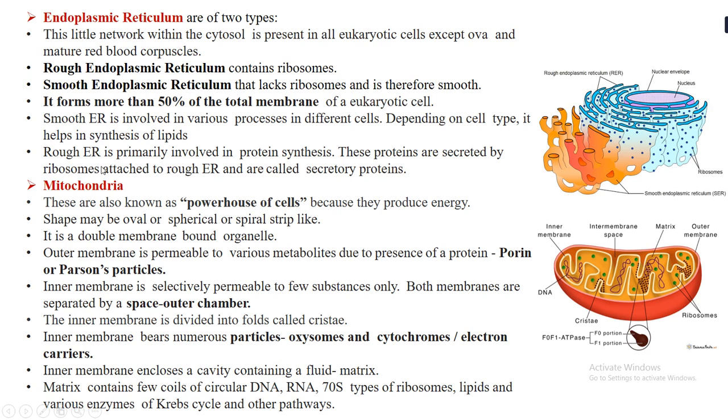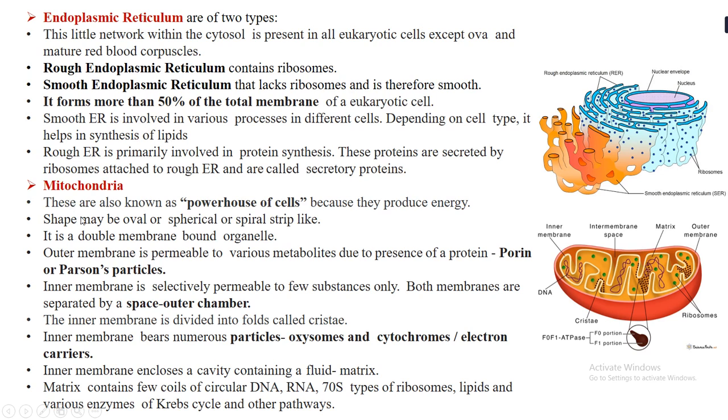Rough endoplasmic reticulum is primarily involved in protein synthesis. These proteins are synthesized by the ribosomes that are attached to the rough endoplasmic reticulum, and so they are called secretory proteins. The pancreatic cells that secrete insulin are an example for the rough endoplasmic reticulum. So this is about rough endoplasmic reticulum.